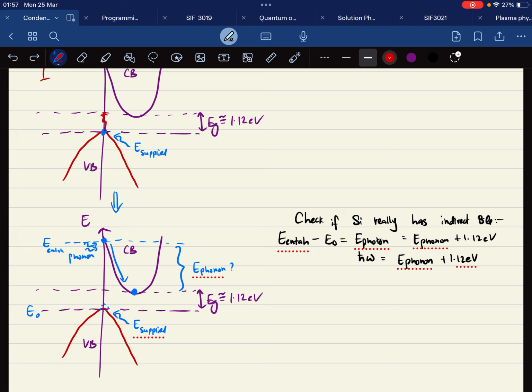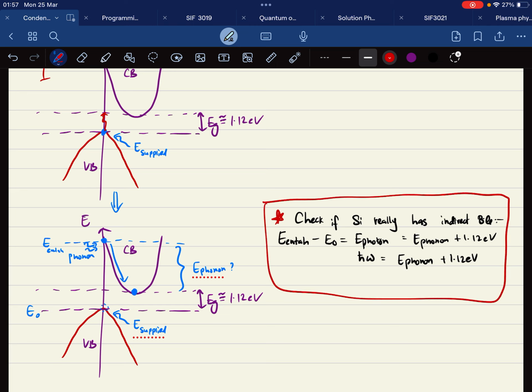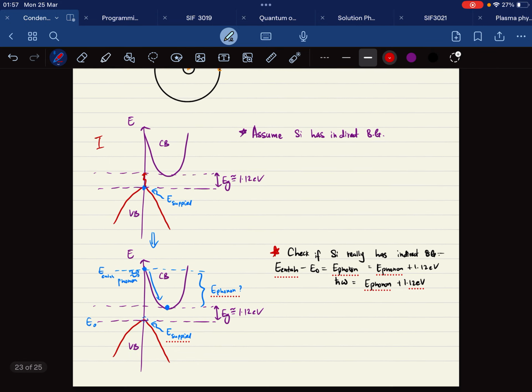I want to provide a scheme to check if silicon really has an indirect band gap, so I just wrote something random like this. Perhaps tomorrow I'm going to check this.